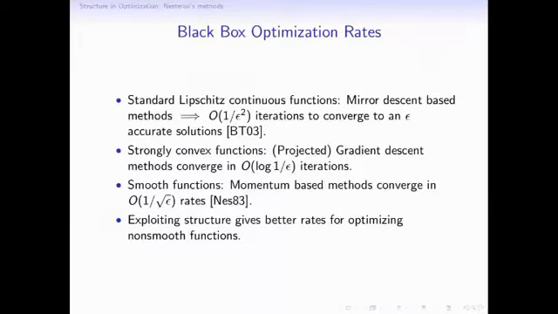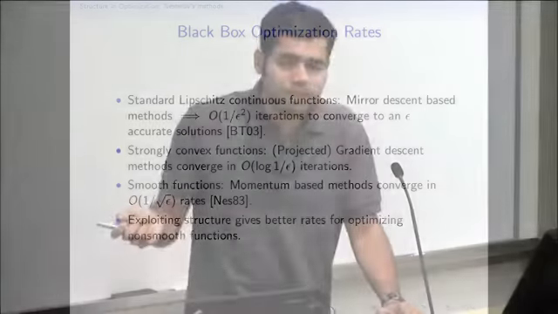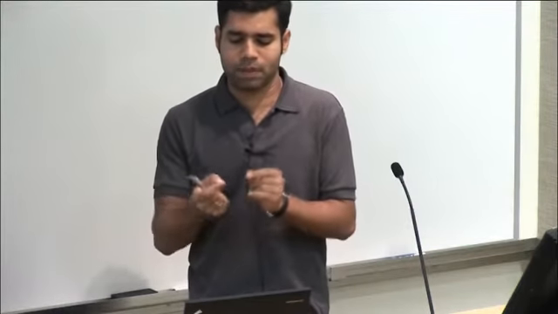For standard Lipschitz continuous functions, mirror descent methods have existed for the last 20 years or so. And they give you order 1 by epsilon square rates of convergence. Basically, to go to an epsilon optimal solution, you would require order 1 by epsilon square iterations.